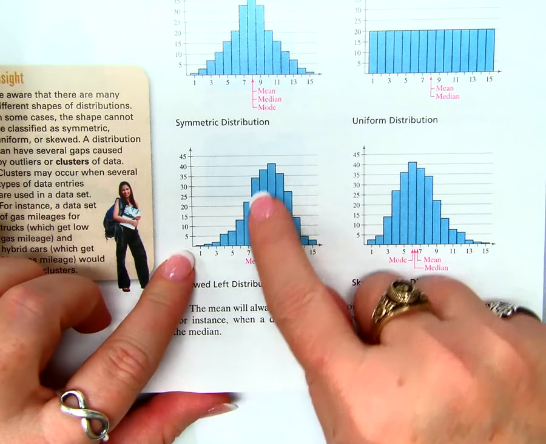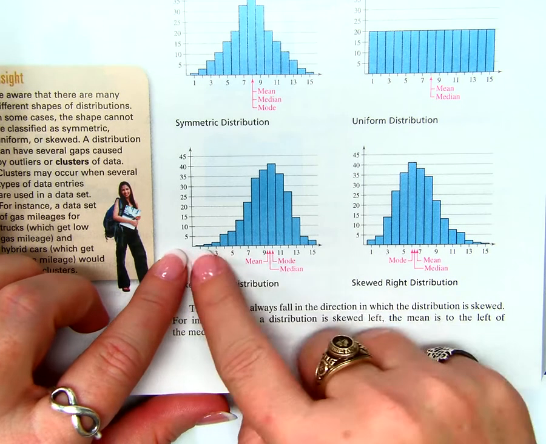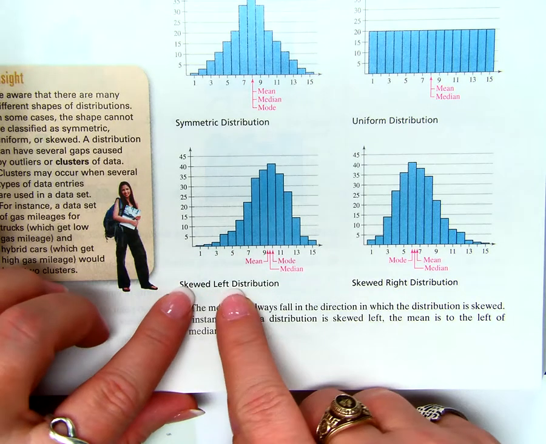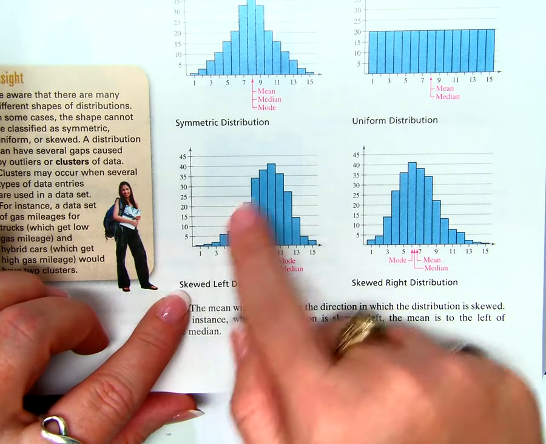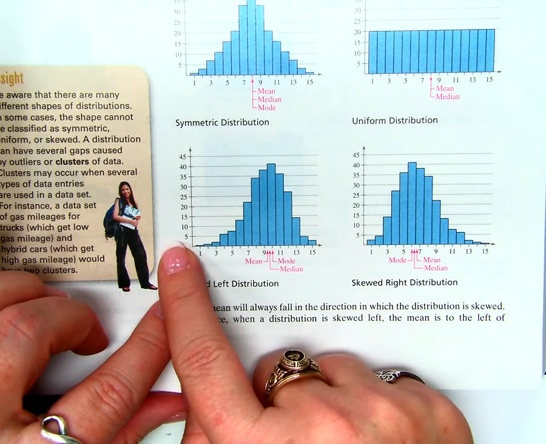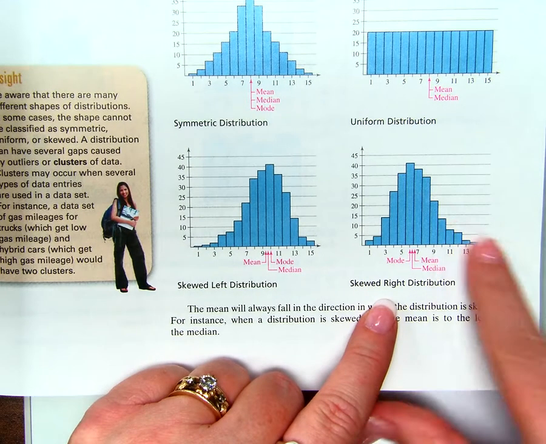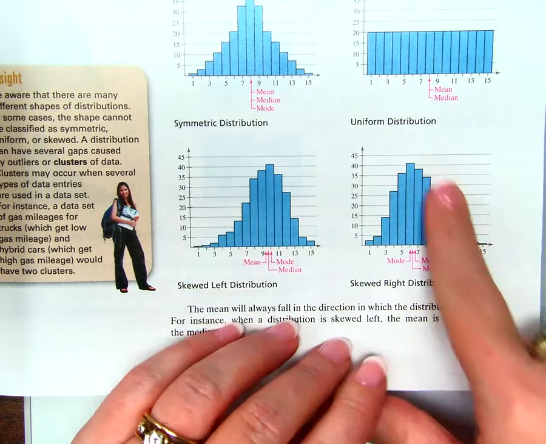But if you look for the tail, do you see what I'm talking about? It has a tail. It's skewed left because the tail is on the left. This data then would be skewed to the right because that's where the tail is. A majority of the data is on the left, so it is skewed right.